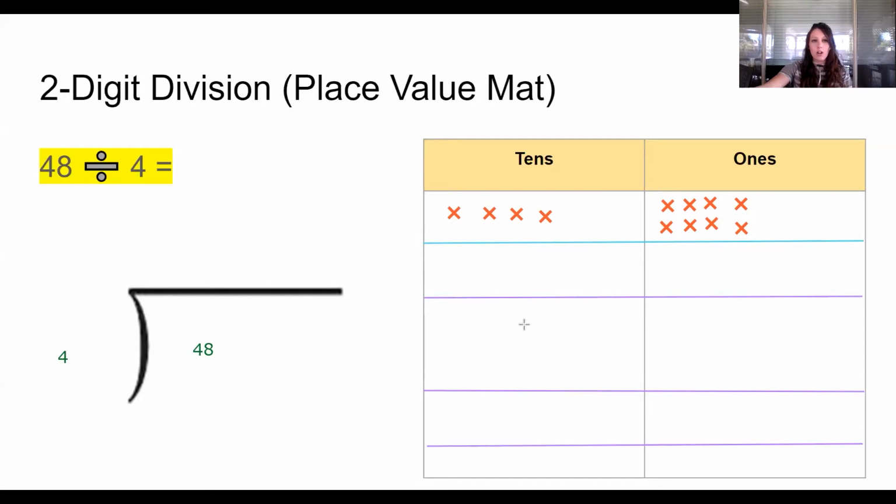So let's start in our ones place. In our ones place, we're going to just put 1 x in each of my columns. Well, actually, we're going to use a check mark, that way you can see the differences. So we have 1, 2, 3, 4. Pretty even, right? Each box gets 1 check mark.